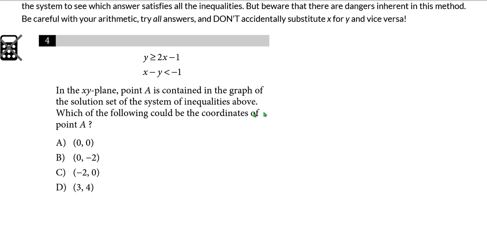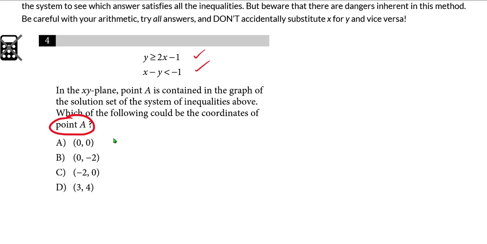If not, I'm going to work through it right now. In the xy plane, point A is contained in the graph of the solution set of the system of inequalities above. Which of the following could be the coordinates of point A? So basically they're saying that A is in the solution set, which means that A must satisfy both equation 1 and equation 2, or inequality 1 and inequality 2.